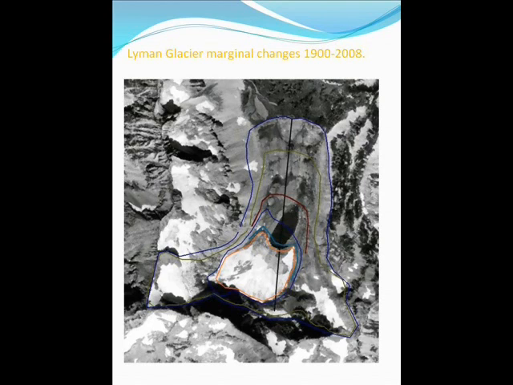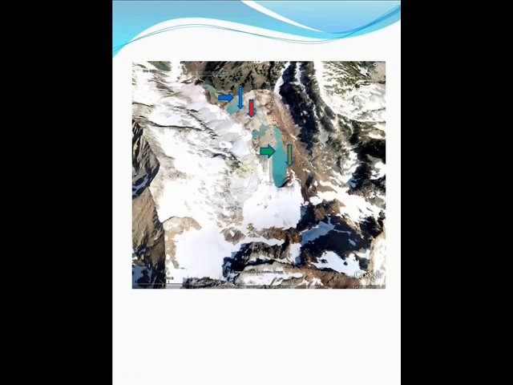And we have a look at the whole glacier. The outer blue line is the Little Ice Age margin, green line 1920 margin, red line 1950s, and then the orange is the current margin. So 80% of its area gone.